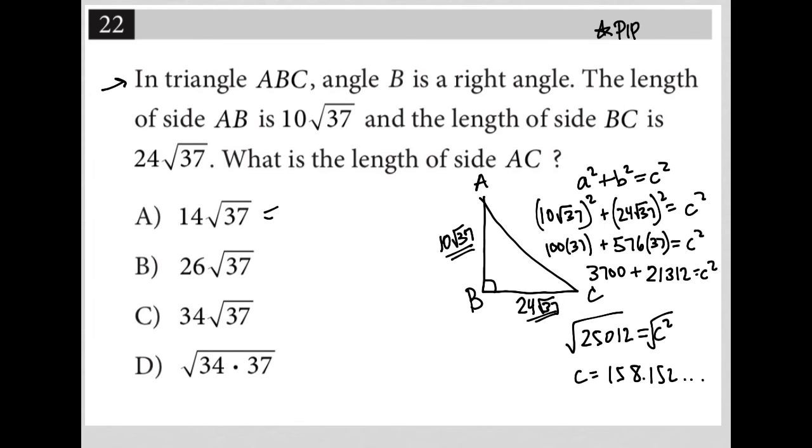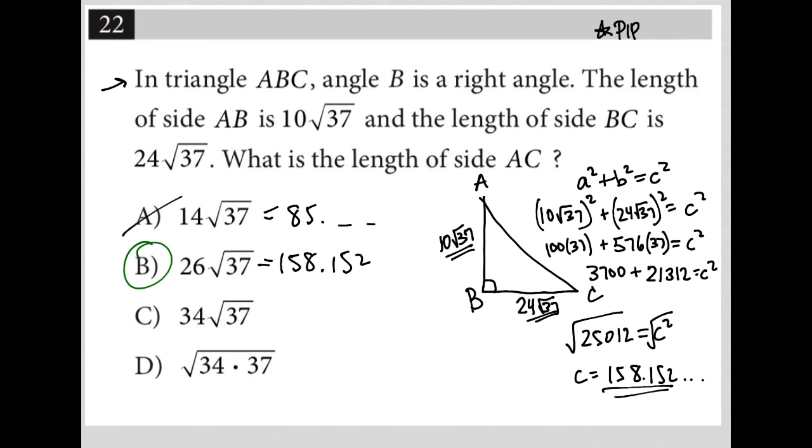I can go to choice A and say, well, what is 14 times the square root of 7? And I get that this is equal to 85 point whatever, which is not the value that we want. How about choice B? What is 26 times the square root of 37? And there I do get the exact same value, 158.152, which means choice B must be the correct answer.